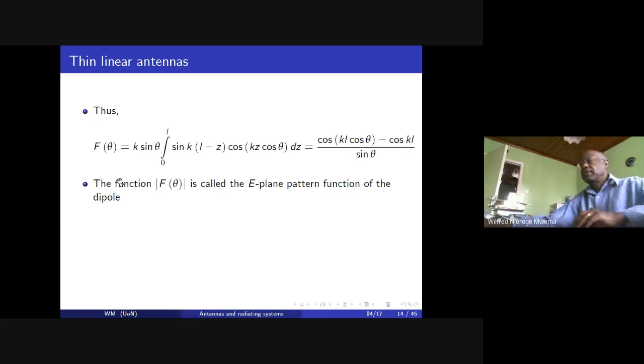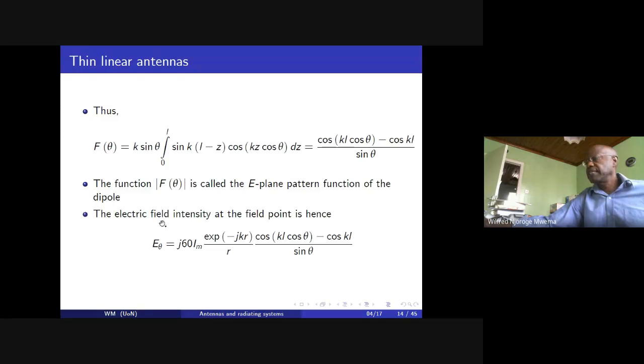So the function F of theta modulus, that is the magnitude of F of theta, is usually called the E-plane pattern function of the dipole. And the electric field intensity at the field point will therefore be given by j60 multiplied by the current magnitude Im multiplied by the propagation factor exponent minus jkr by r, and the cosine of kL cos theta minus cos kL by sine theta, which is the E-plane pattern function.